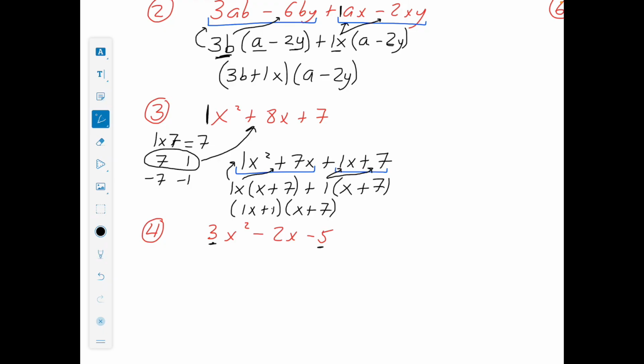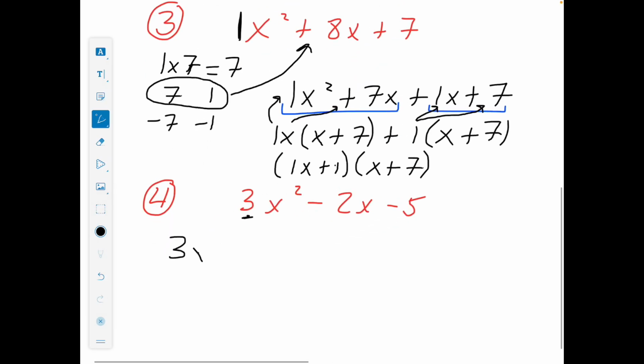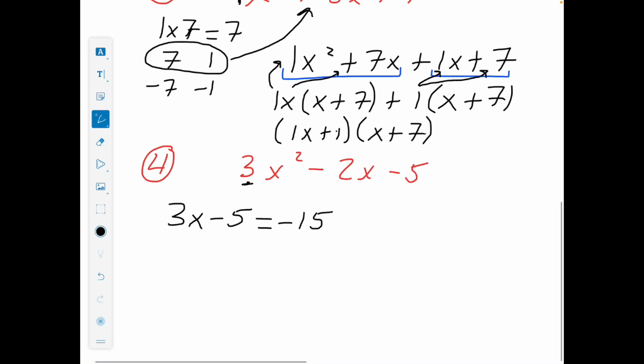Okay, question 4, 3 terms again, so it's another quadratic. We'll follow the same system. So multiply the number in front of the x squared by the number on its own. So 3 multiplied by minus 5 is equal to minus 15.